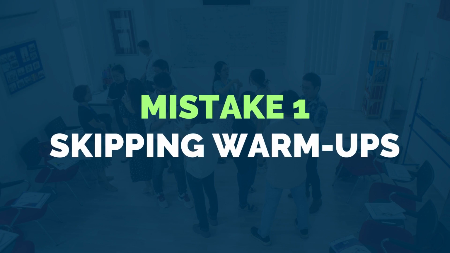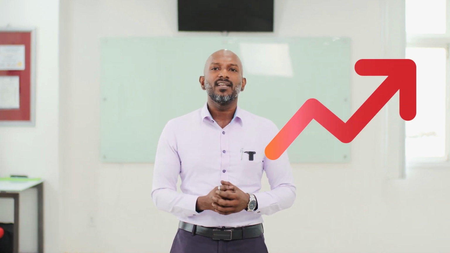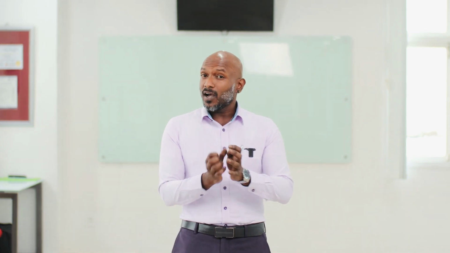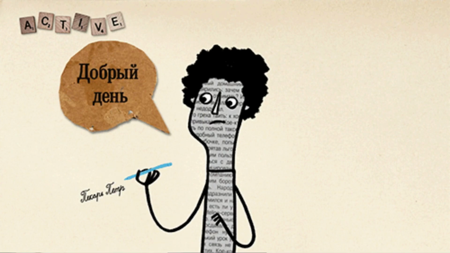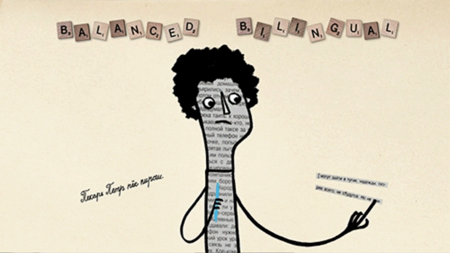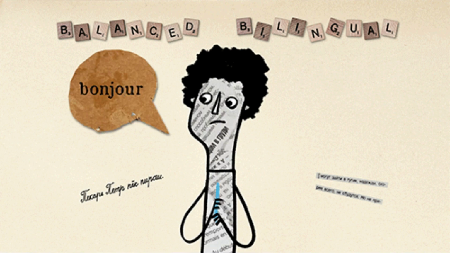The first mistake is skipping warm-ups, an integral part of your lesson plan. Not only does it make sure that your students' participation levels increase, it also gets them ready to practice the language that they're learning. Remember, it also helps to adjust the students' L1, or their first language, over to their second language, meaning switching from their mother tongue into the language that they're learning.